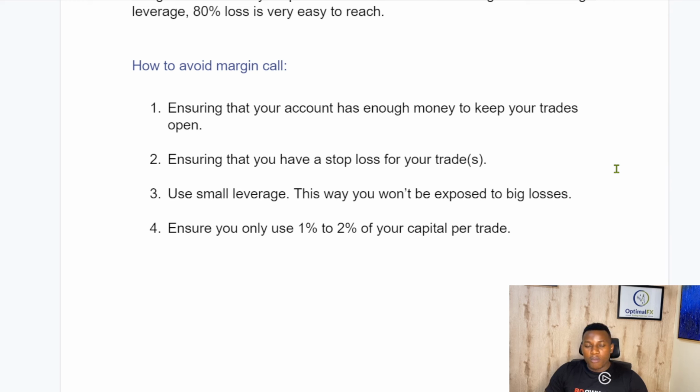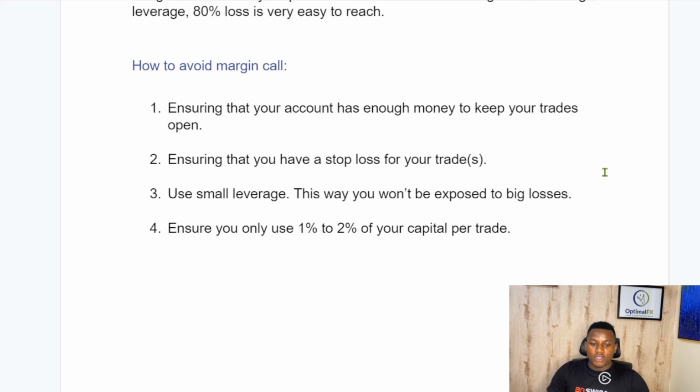If you have more money in your account and you take a position and it's losing, you won't receive a margin call because you still have more money to cover that loss. Number 2, ensure that you have a stop loss for your trade. I cannot insist on this more. Every single time you open a trade, have a stop loss. A stop loss ensures that you don't lose more than you are willing to lose. Once the price gets to your stop loss price, then you are taken out of the market.